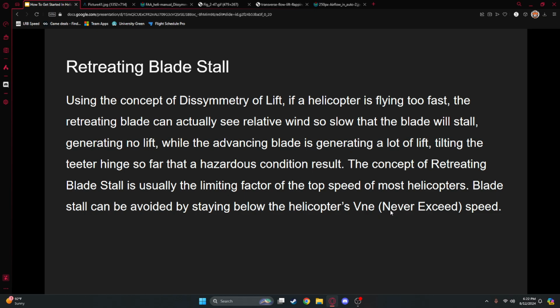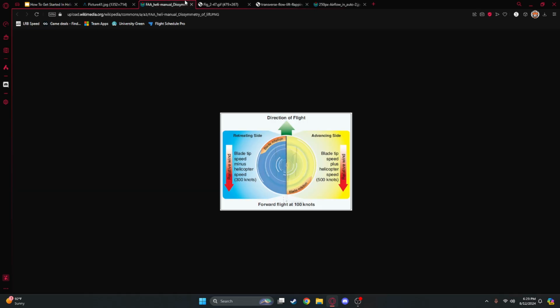Don't go faster than the manufacturer of the helicopter has said not to. Like I think on the R-22s, the VNE is 102 knots. Don't exceed it. The concept of retreating blade stall is usually the limiting factor of the top speed of most helicopters. Blade stall can be avoided by staying below the helicopter's never exceed speed.